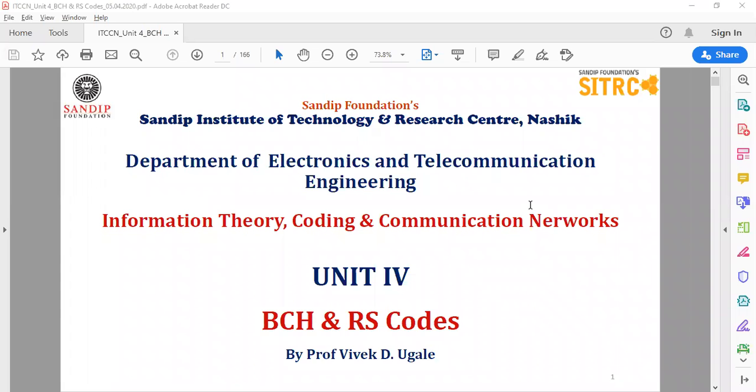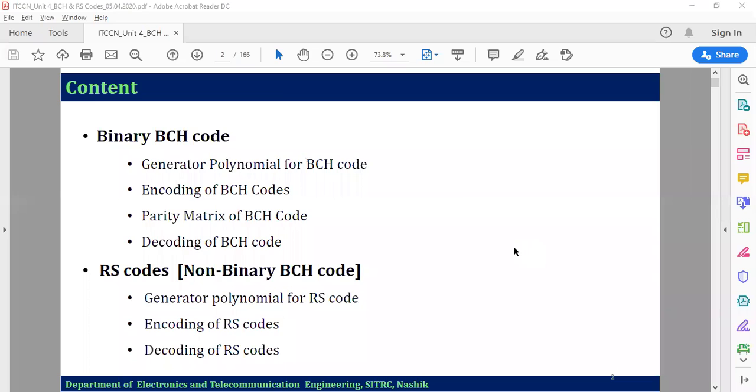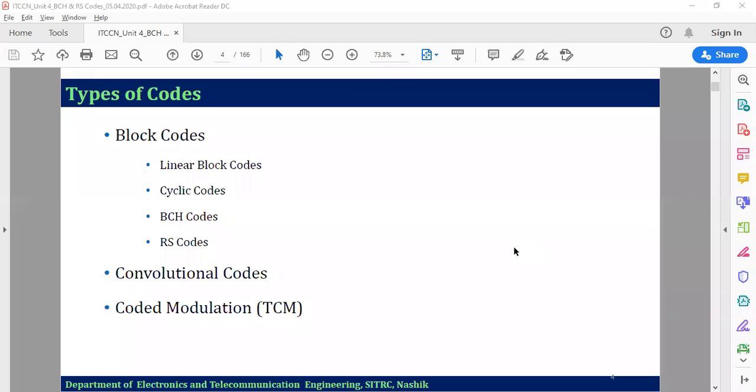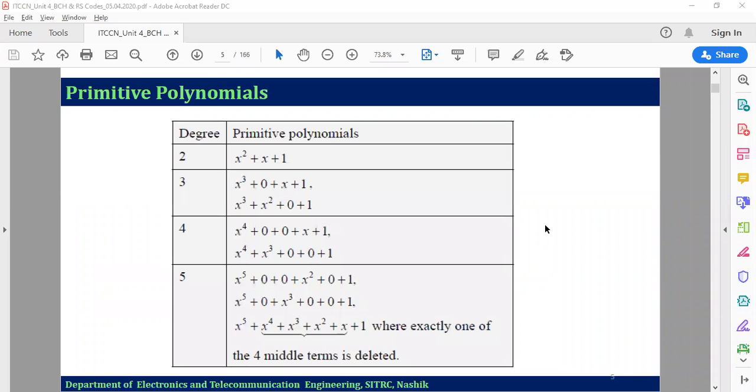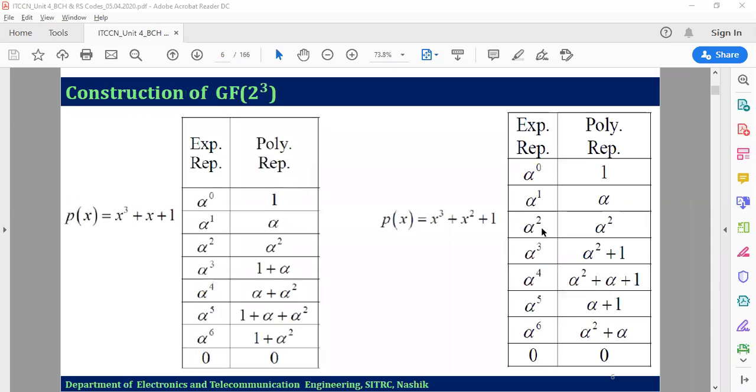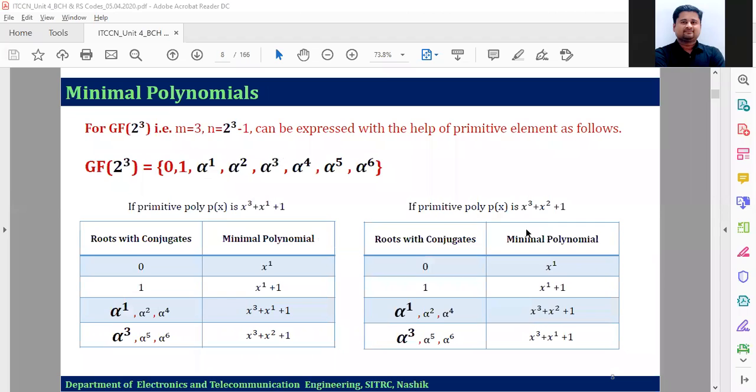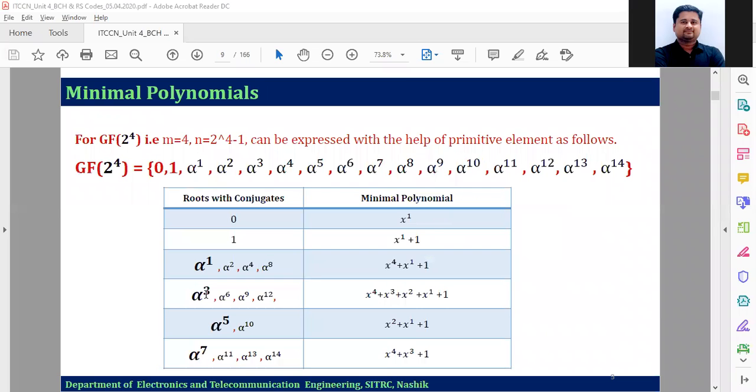So in previous sessions of unit number 4, that is BCH and RS code, we have seen the basic classification of the codes. Then we have revised the basic concept of Galois field, that is primitive polynomial. Then construction of Galois field of GF 2 raised to 3 and 4. Then minimal polynomials. What are the different minimal polynomials? I hope you have this with you.